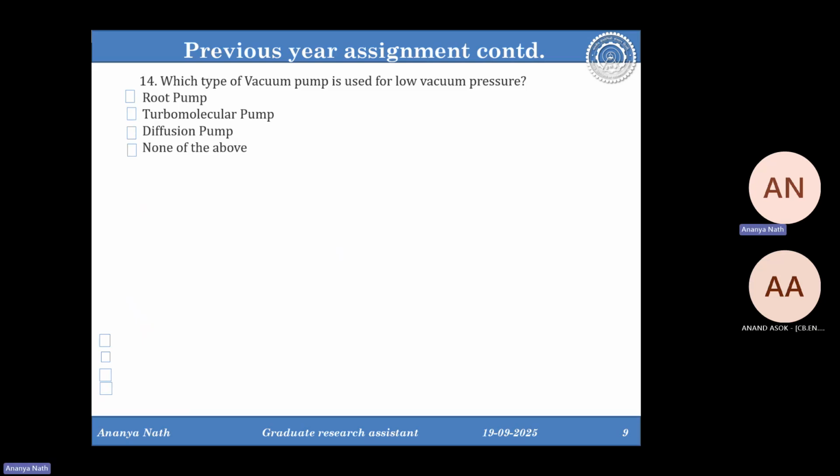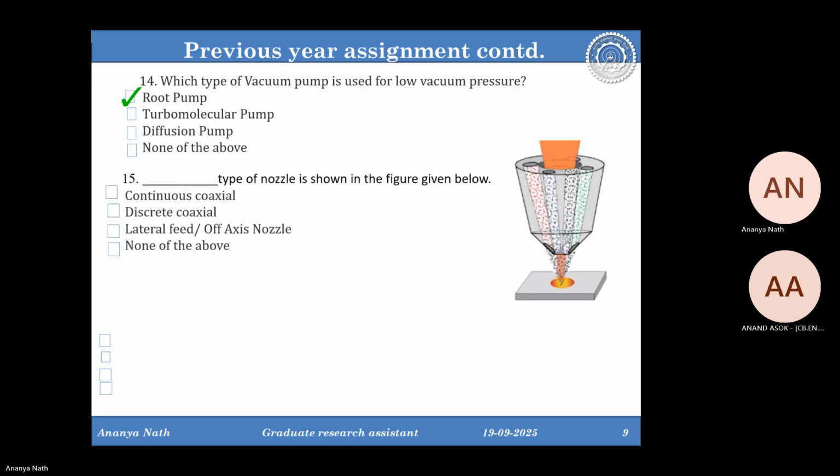Which type of vacuum pump is used for low vacuum? It's the root pump. That is the lowest one. And if you have another option, rotary pump, then rotary pump can give you even lower vacuum. So as now we have root, turbomolecular and diffusion, we will choose root pump. If the options are root pump, turbomolecular, diffusion and rotary pump, then your correct option will be rotary pump.